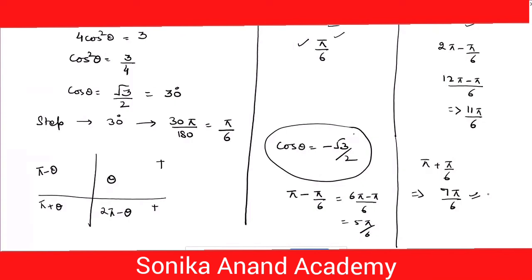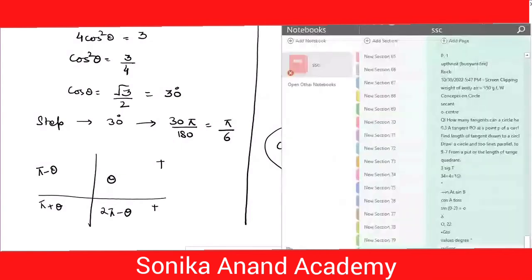Now the next question. Wait, where's the page? Wait. Where is the picture? Yeah. 2 sine theta minus 1 is equal to 0. I think you can solve it. 2 sine theta minus 1 is equal to 0. Example number 6.